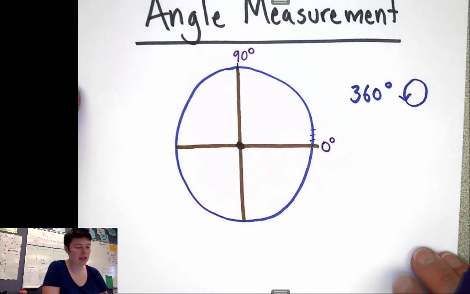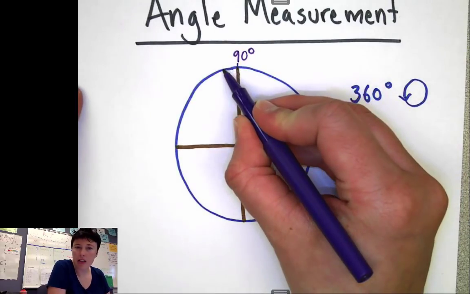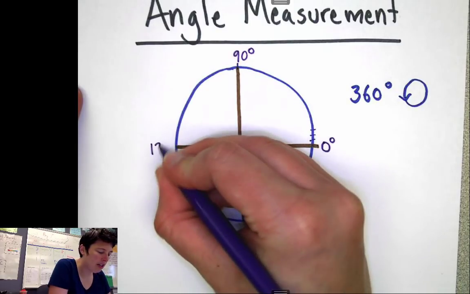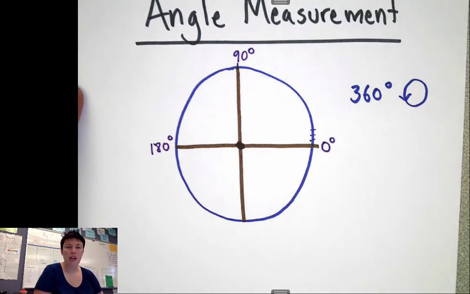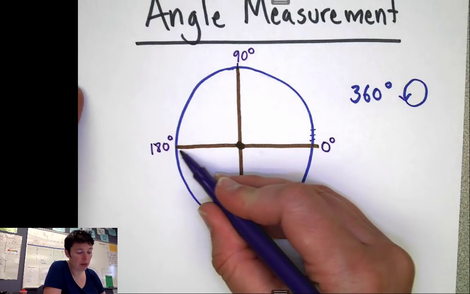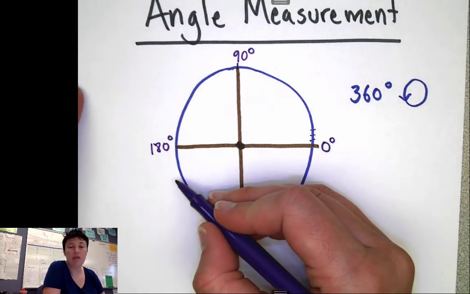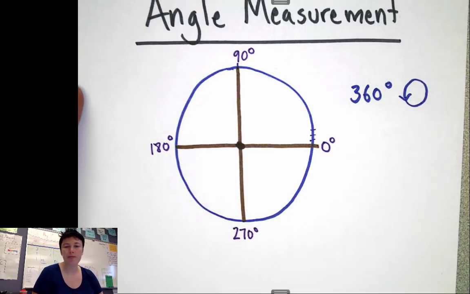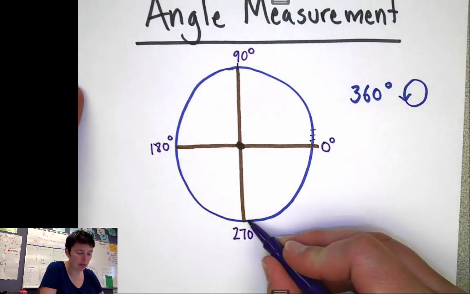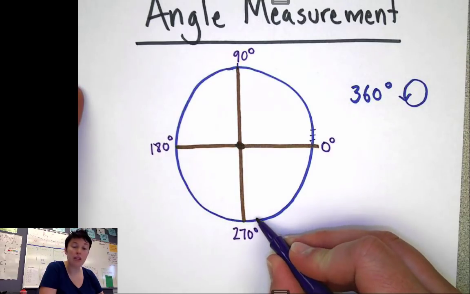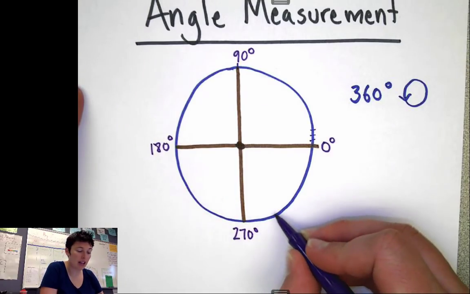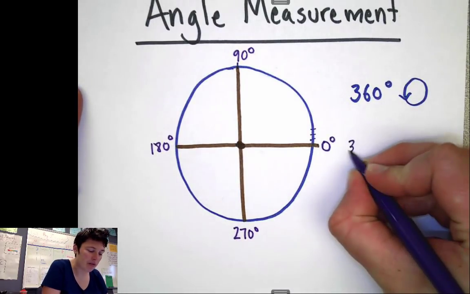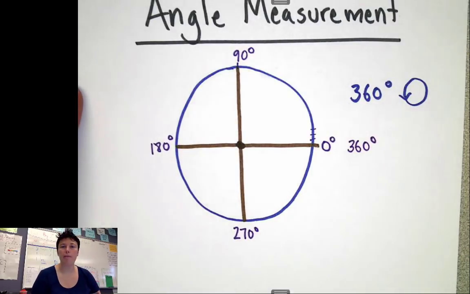Now let's keep counting. Let's say I go 91, 92, 93, 94. If I keep counting all the way to here, we say this is 180 degrees. And then if I keep counting, 181, 182, 183, 184. By the time I get to the bottom, I've reached 270 degrees. Then I keep counting, 271, 272, 273, 274, 275, 276, and as I count all the way up the circle, by the time I get back to the 0, now I've gone 360 degrees all the way around.